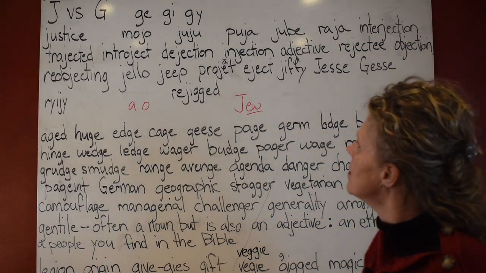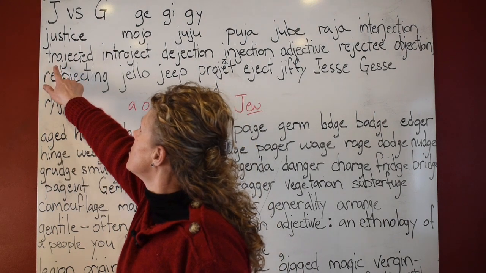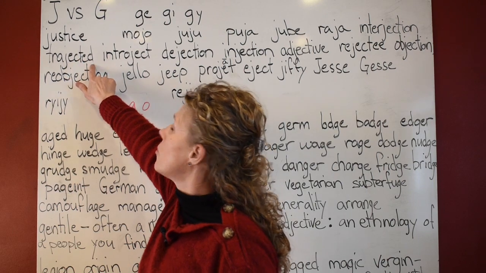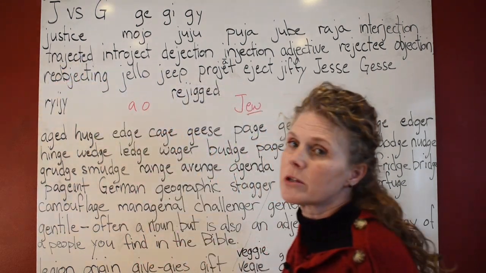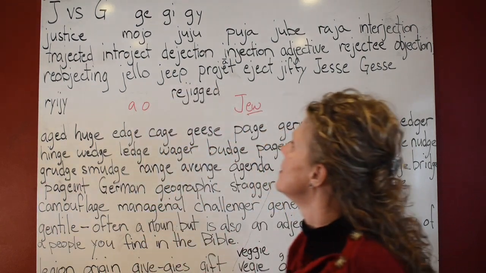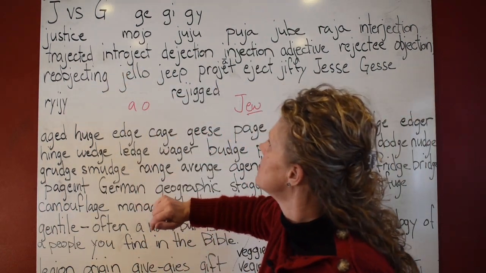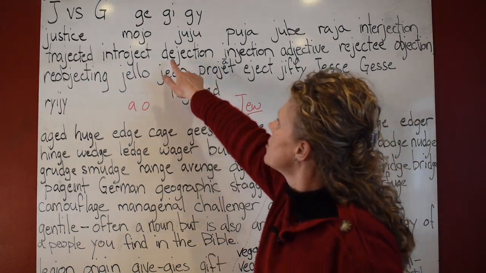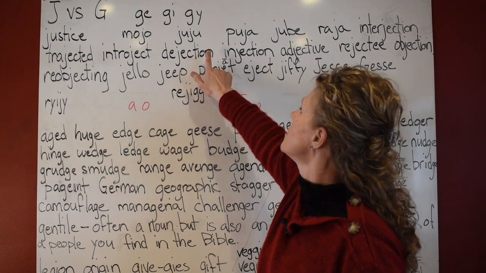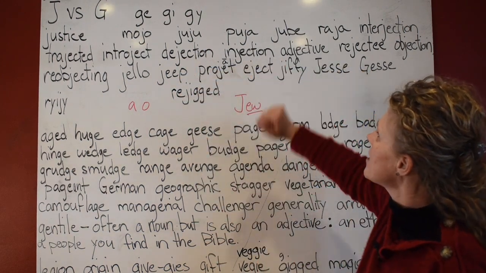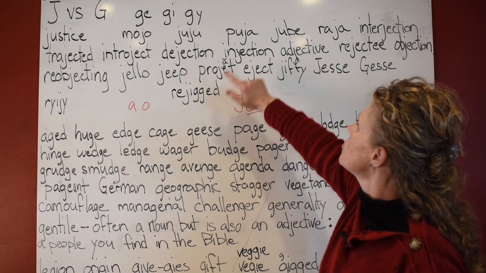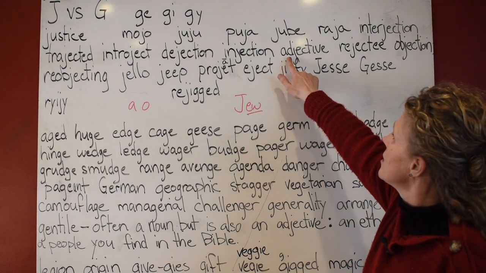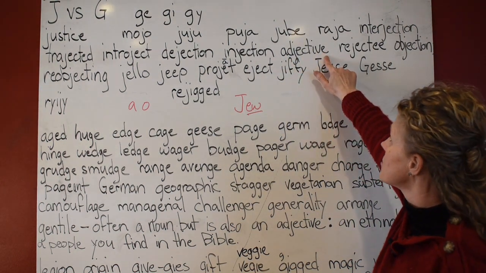Interjection. Here we are right here. Trajected. You have your prefix, your Latin root, your suffix. Lots of different words. Eject. Eject means to throw. Okay? Introject. You have two right here. Dejection. Prefix, Latin root, suffix. Injection. Prefix, Latin root, suffix. Does that make sense? Prefix, Latin root, and your suffix.